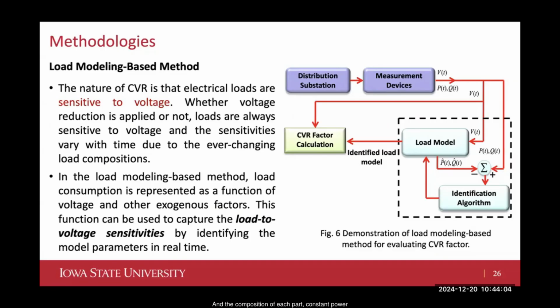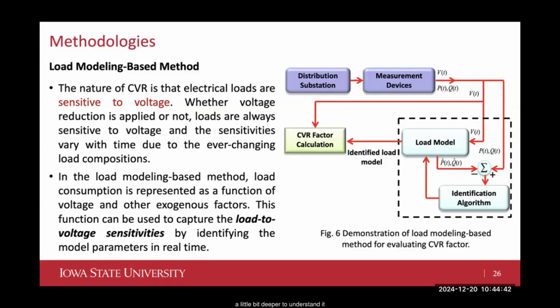And the composition of each part, constant power, constant impedance, and constant current, each part is changing with time depending on customer behaviors. So if we could somehow identify their compositions, we could use that to calculate the CVR factor. So that's the basic idea of this load modeling based method. It's not as obvious as the previous two methods, where you just reconstruct the load profile without voltage reduction and then you see the difference. That's very straightforward.